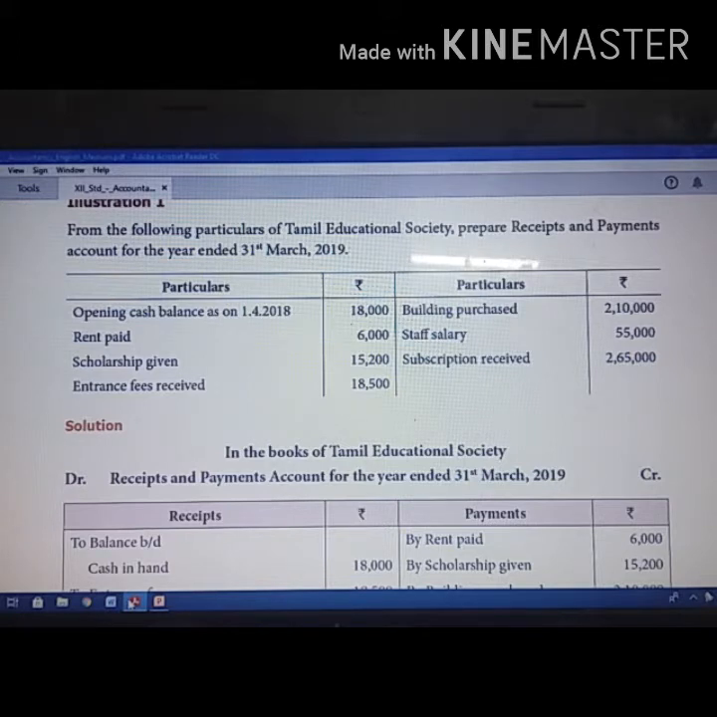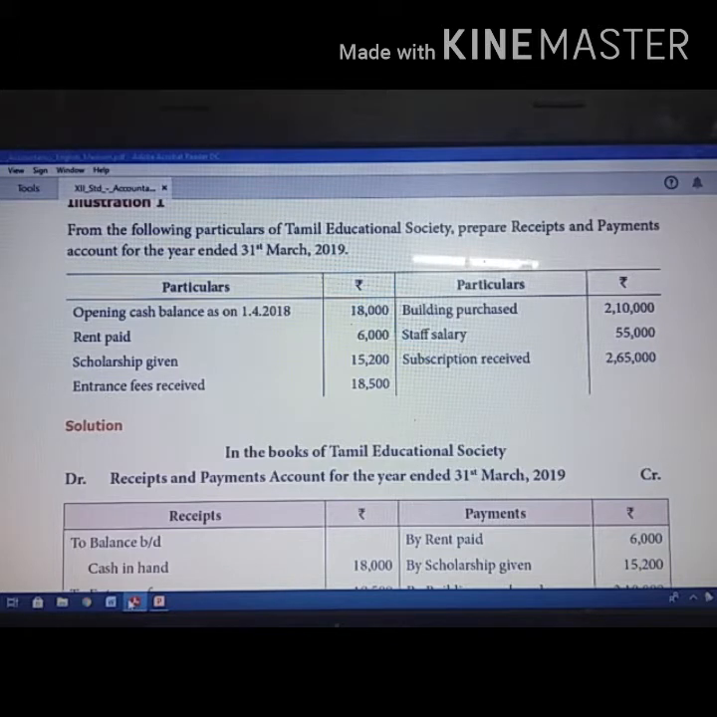Illustration 1 is very easy to prepare. So first you must open a receipt and payment format. For that you have to take your ledger. In the ledger note, the right hand side is payment, the left hand side is receipt. So properly you have to open it, and you have to write the particulars in the particular column.